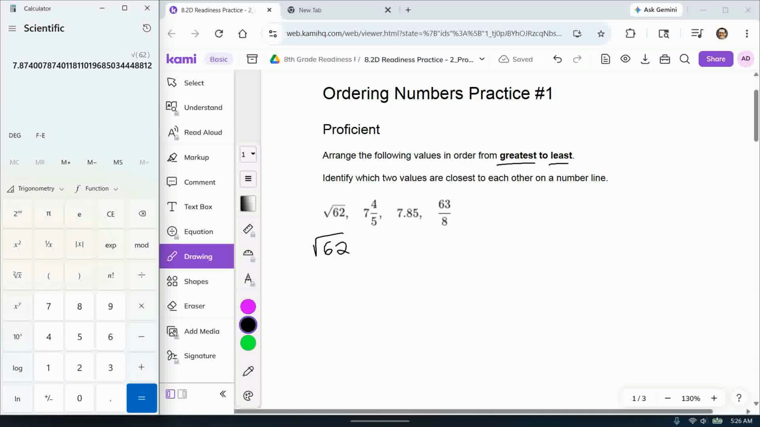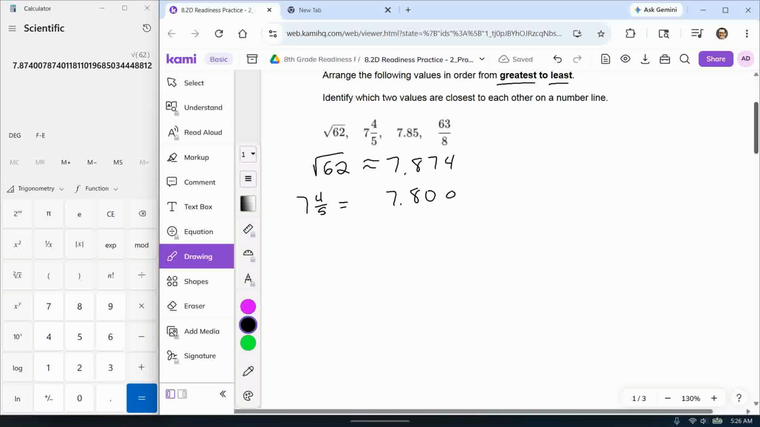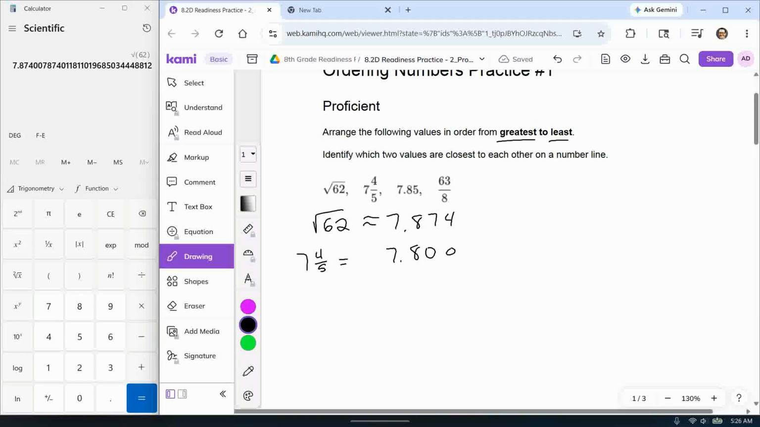So the square root of 62 is going to be, and I'm going to put the wavy equal signs, that means approximately 7.874. 7 and 4/5, I don't really need to use the calculator. You can if you need to, but 4/5 is going to be 0.8. So we'll do 7.8, and I'll go ahead and make it the thousandths place as well, so we can keep up with that. 7.85 is literally 7.85. Once again, we'll make that to the thousandths place.